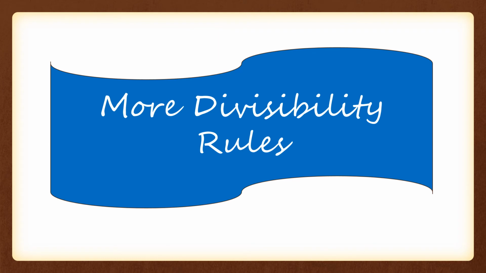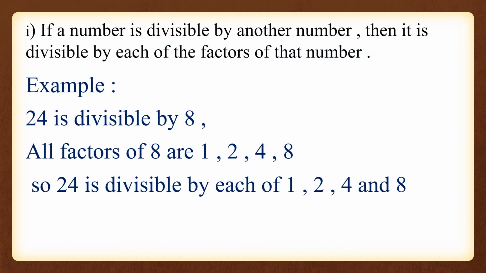More divisibility rules. If a number is divisible by another number, then it is divisible by each of the factors of that number. That means if the number is divisible by another number, that number will be divisible by its factors also. So let's see an example.